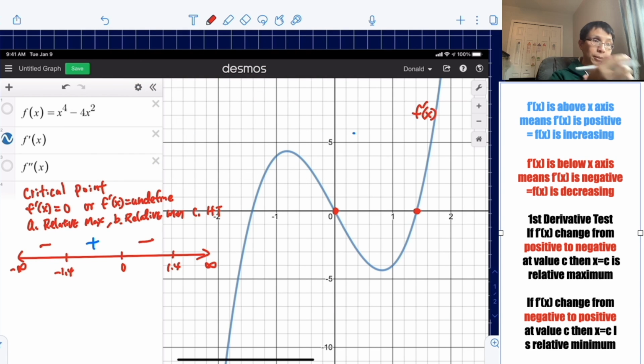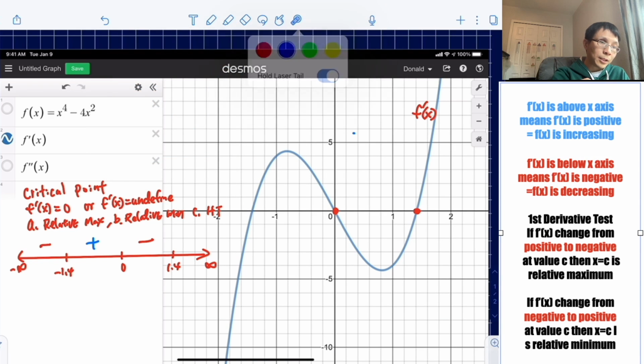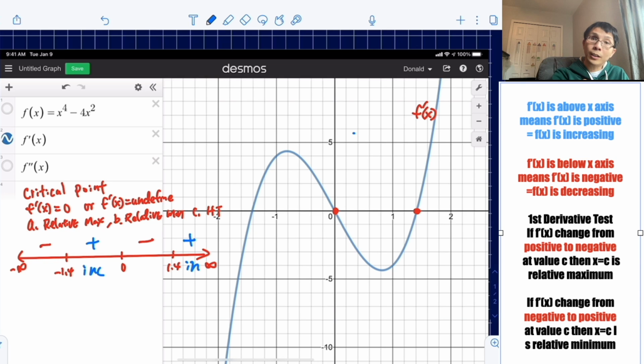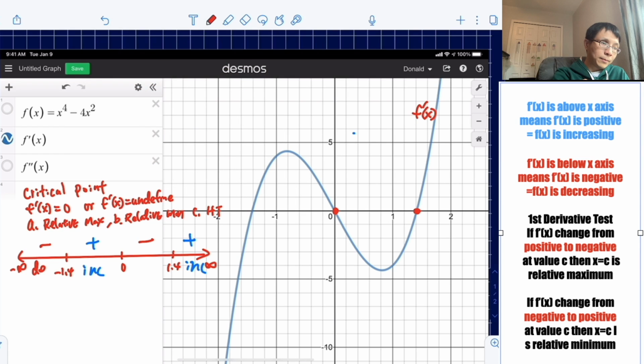And then the last part is going to be above the x-axis, so this part is going to be positive as well. That's going to tell me that it's increasing here, and increasing here, and here is going to be decreasing, and here is going to be decreasing. So it tells me a lot of information on what happened in the f of x graph.